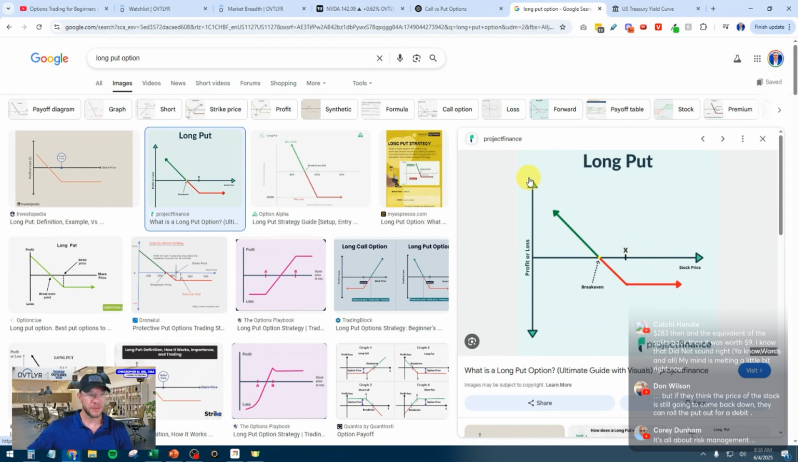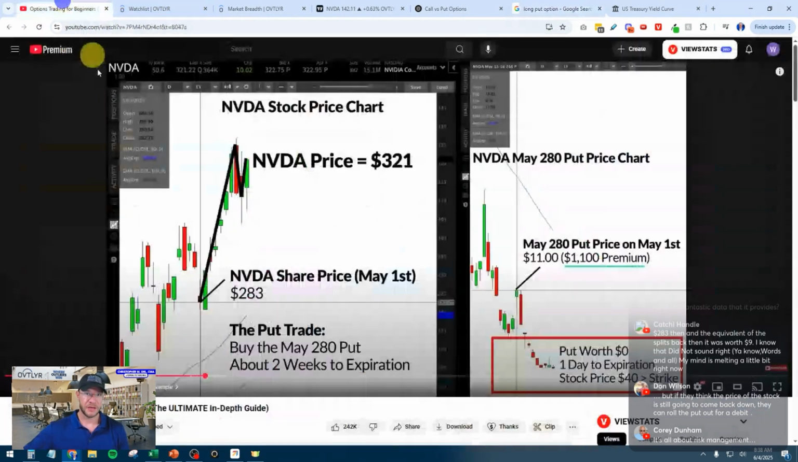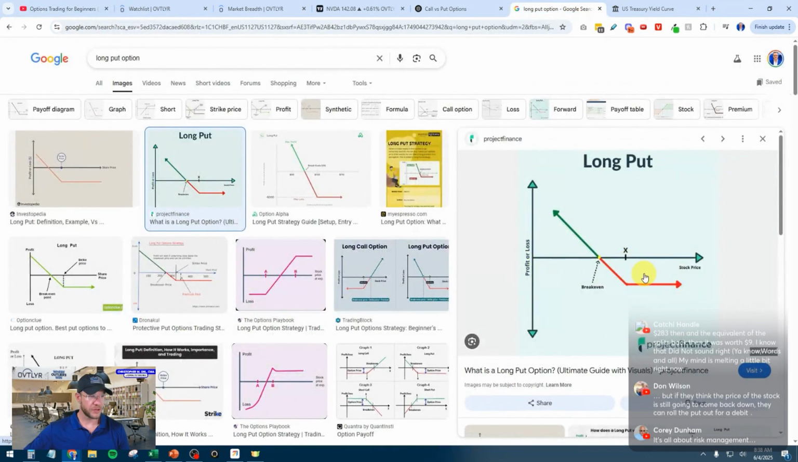So by buying a put, you actually capped your risk to $11 total per share, whereas Nvidia ran up $40 a share. So even though you were wrong on the trade, you could have been a lot worse off had you just shorted it outright. Yeah, exactly. It's all about risk management. All about risk management.